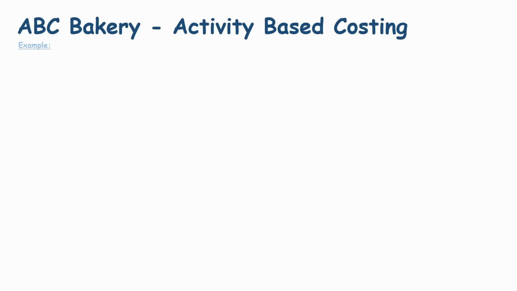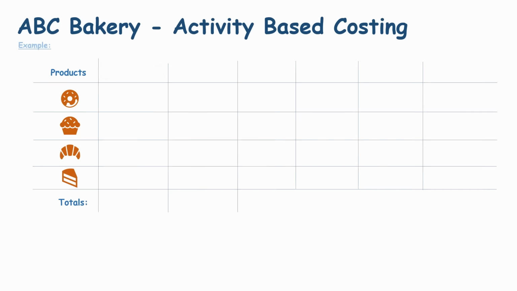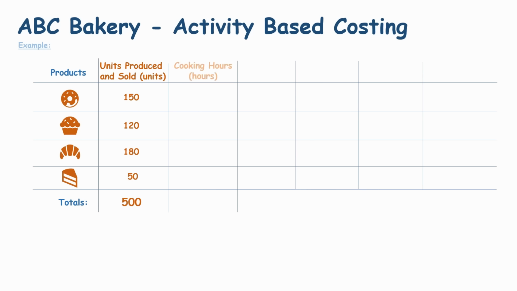So now let us calculate the overhead cost per unit using the activity-based costing. So for example, out of the 500 breads, 150 were bagels, 120 were muffins, 180 were croissants, and 50 were cakes. We said that our cost driver is the cooking hours. Technically, the cooking hours varies from one product to the other. So for example, the bagels take 40 cooking hours, the muffins take 20 cooking hours, the croissants take 30 cooking hours, and the cakes take 50 cooking hours.